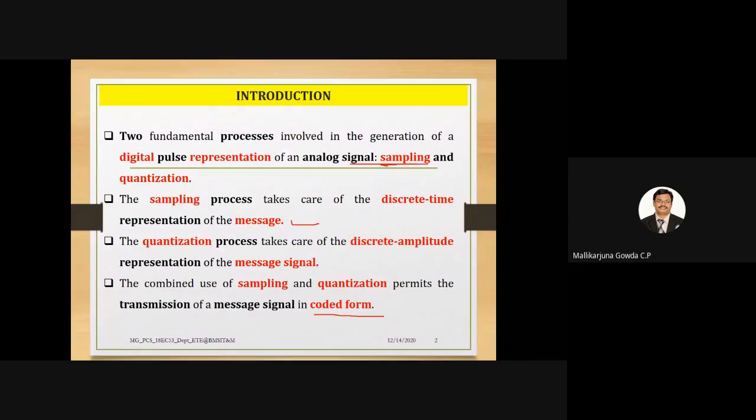Is this fine? The fundamental processes involved in the generation of digital pulse representation of the analog signal are sampling and quantization. Sampling deals with the discrete time representation of the message signal, and quantization deals with the discrete amplitude representation of the message signal. Combining these two processes lets us transmit the message signal in coded form.